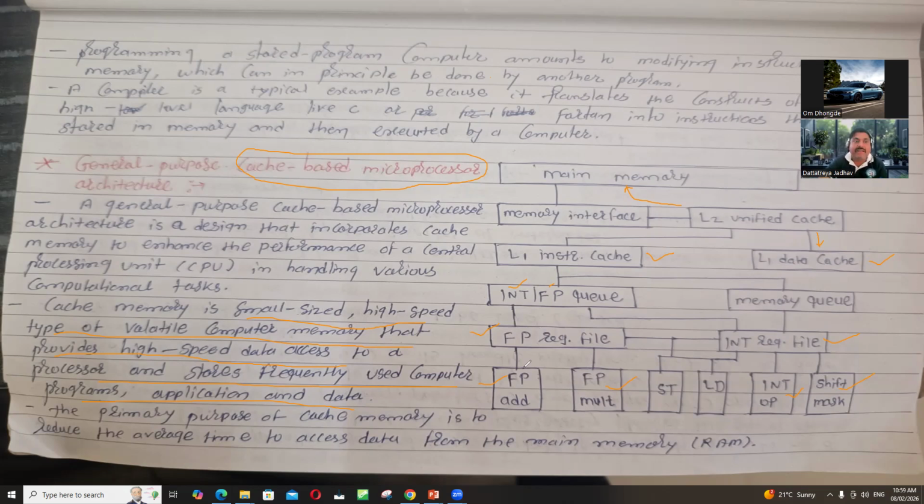So we say that cache memory is a small size, high speed type of volatile computer memory that provides high speed data access to a processor and stores frequently used computer programs, applications and data. Is it clear? General purpose cache-based microprocessor architecture. Is it clear to everyone?